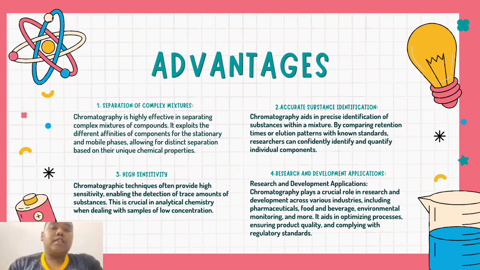The second advantage is accurate substance identification. Chromatography enables precise identification of substances within a mixture. By comparing retention times or elution patterns with known standards, researchers can confidently identify and quantify individual components. Third, high sensitivity. Chromatographic techniques often provide high sensitivity, enabling the detection of trace amounts of substances. This is crucial in analytical chemistry when dealing with samples of low concentration.